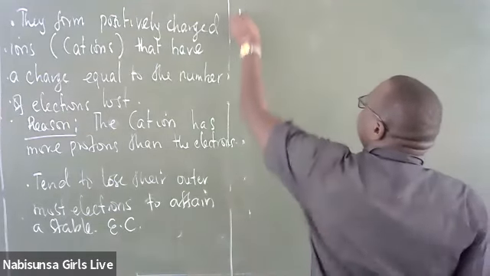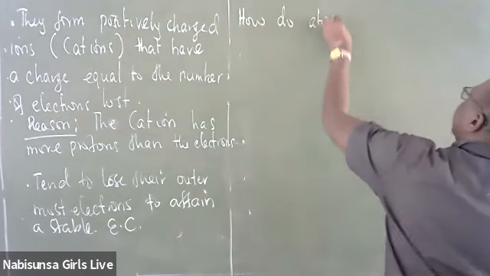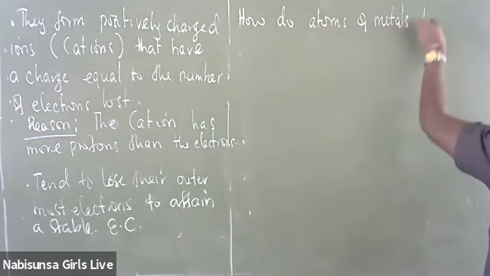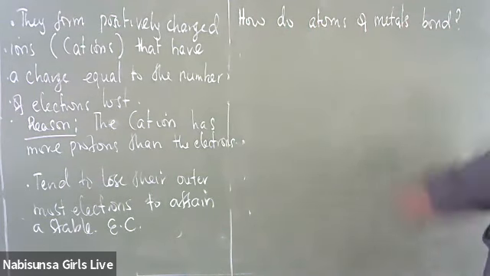How do atoms of metals bond? How do they bond?